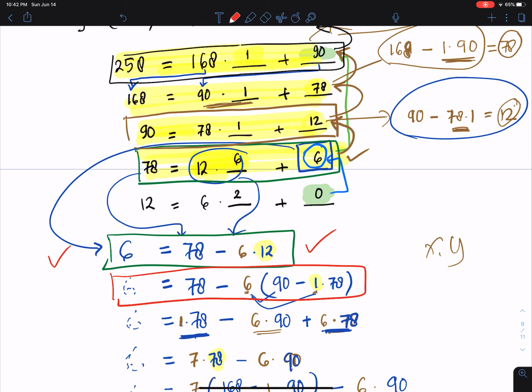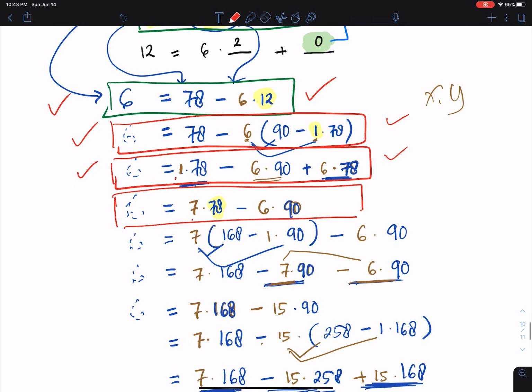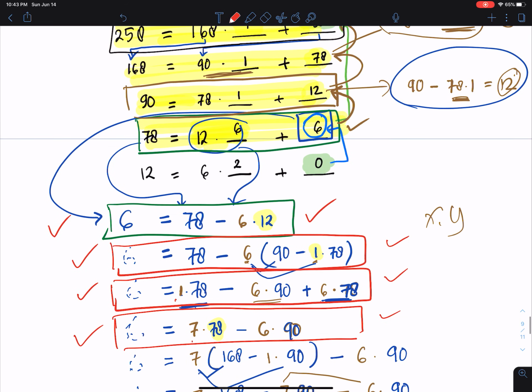Here, 1 with 6 we got 778 minus 690, clean. Okay, so this one is clean. So next we move to 90. Our 90 here, our 90 is 1258 minus 1168. Okay, so move to this one.